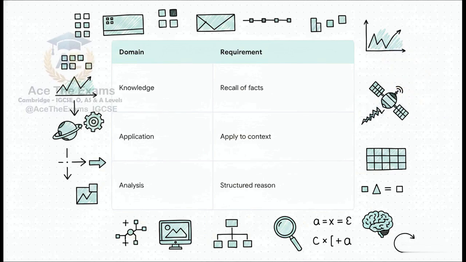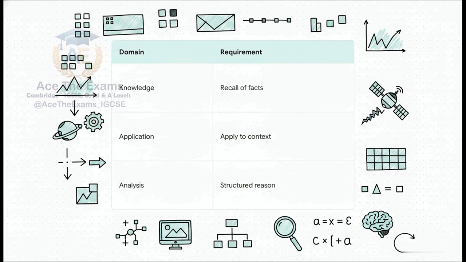Row 2 is application. This is applying those principles to unfamiliar contexts. If they give you a weird scenario about a deep space satellite transmitting bitmap images back to Earth, you have to apply your knowledge to the constraints of that specific satellite.